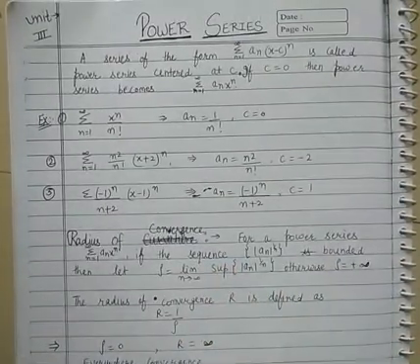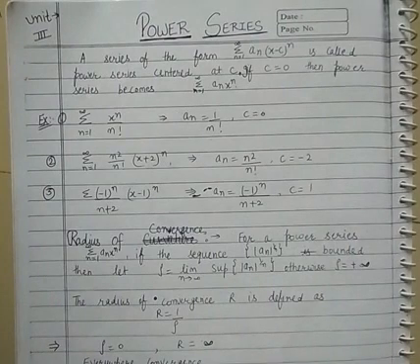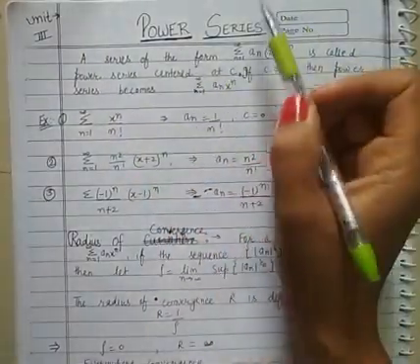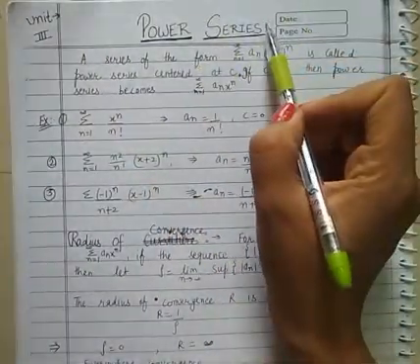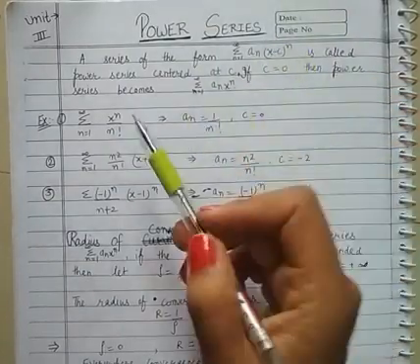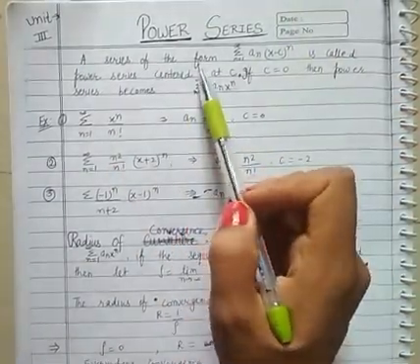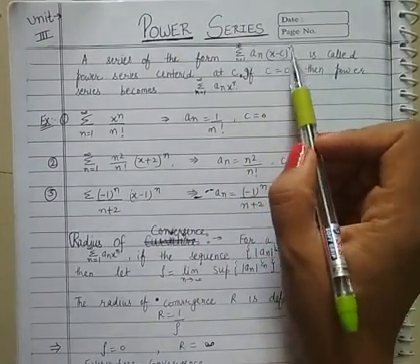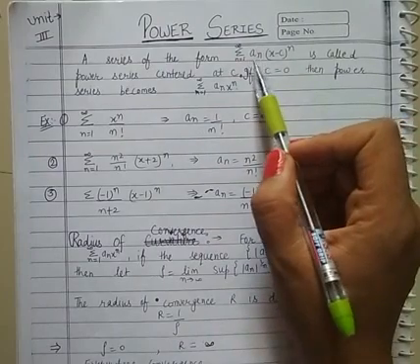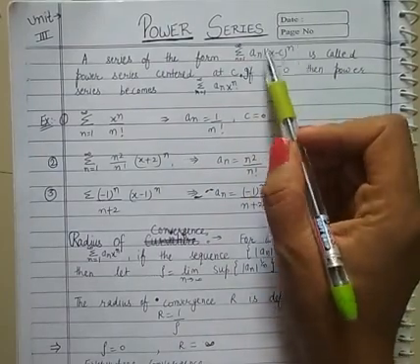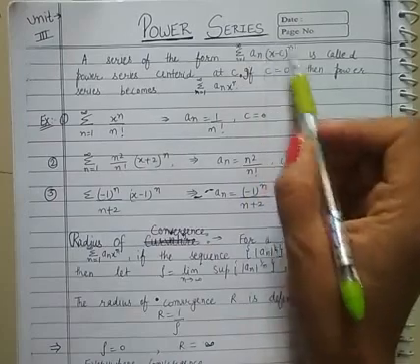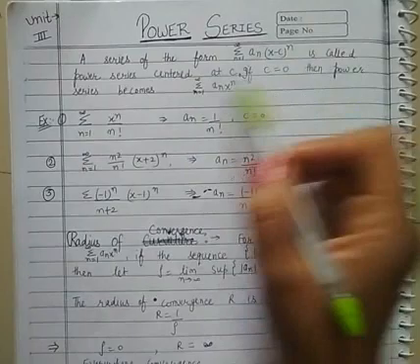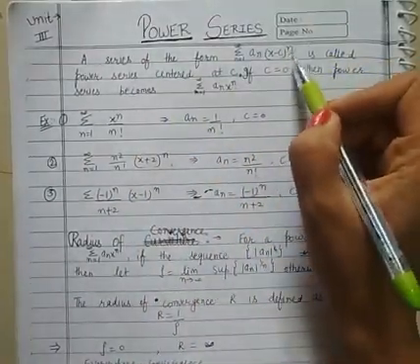Okay, so now I'm starting the power series. The power series is basically an infinite series, but a special type of infinite series. Here we have a series of the form summation n from 1 to infinity a n (x minus c) power n. So we have this a n and (x minus c) power n. It means the power of x minus c keeps on increasing, and it is called a power series.